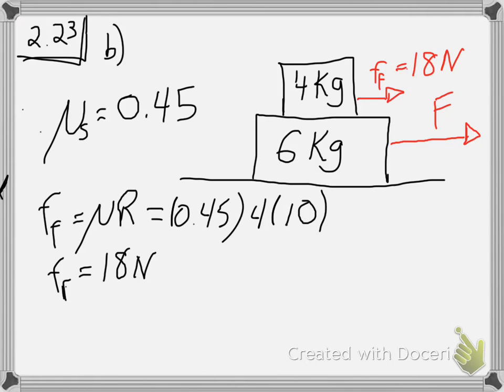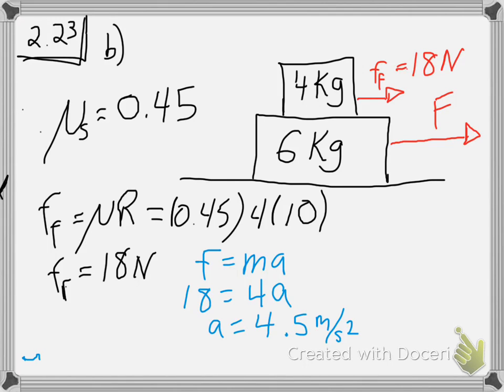So since we know that 4 kilogram block has a maximum force of 18 newtons, we can figure out how fast it's going to accelerate using F equals ma. So we basically discover then F equals ma. We find that the maximum acceleration that the 4 kilogram block can have is 4.5 meters per second squared. That's the fastest it can go. If we try to make it accelerate any faster, there's not enough friction to make it do that.